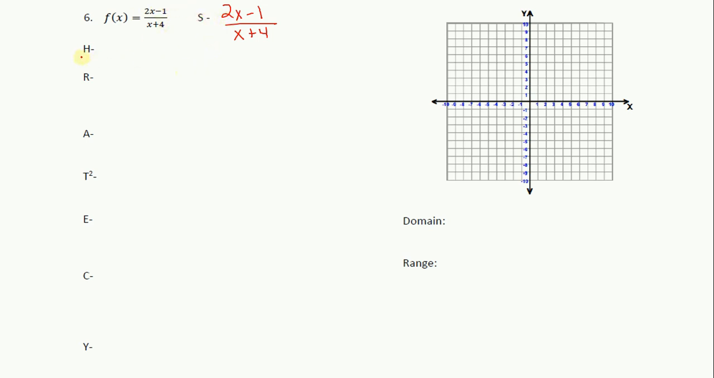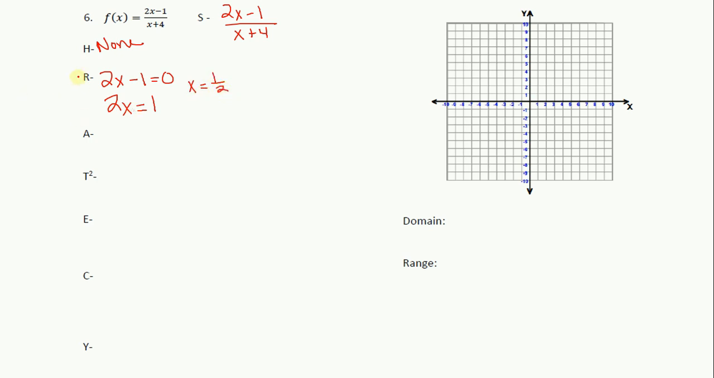H stood for wholes. Wholes is if stuff cancels off. So if I look here, nothing's going to cancel off. So I'm going to put none there. R stands for your roots. AKA, what you're going to want to do is set the numerator equal to 0. So I'm going to set the numerator here equal to 0. Solve. I'll get x is 1/2.